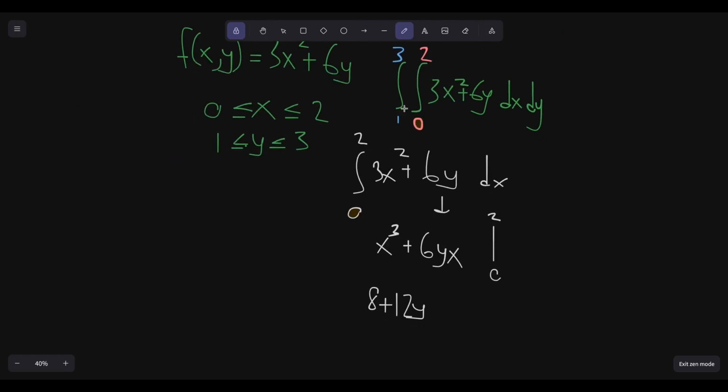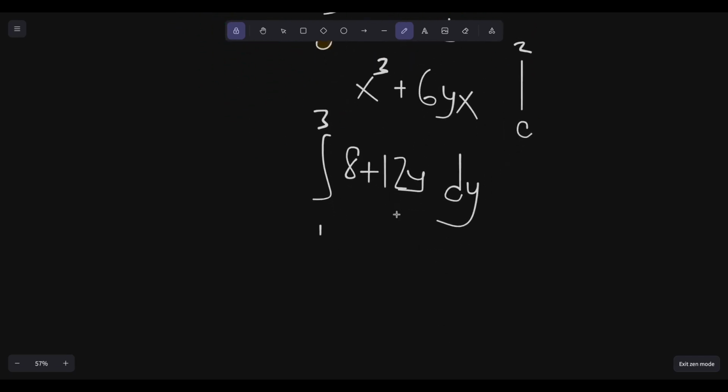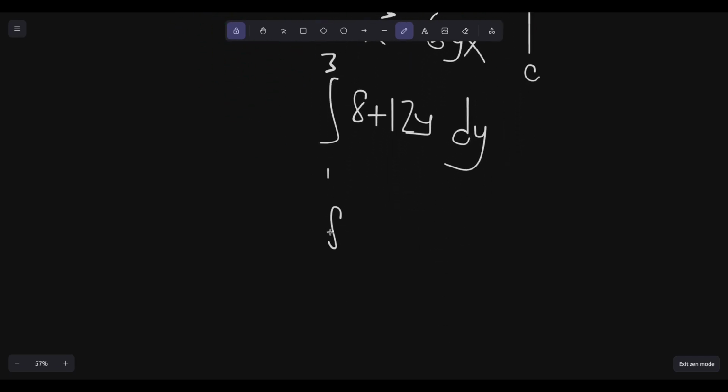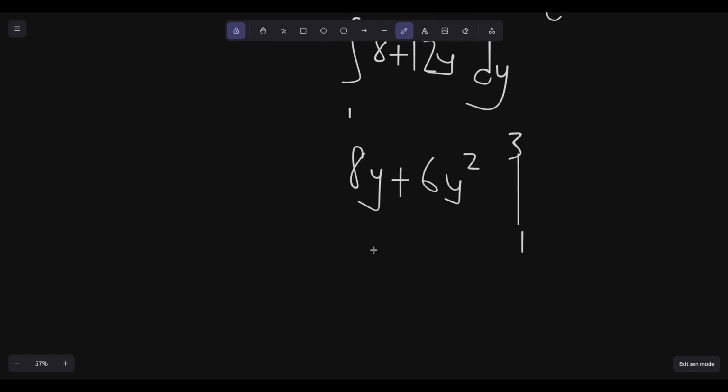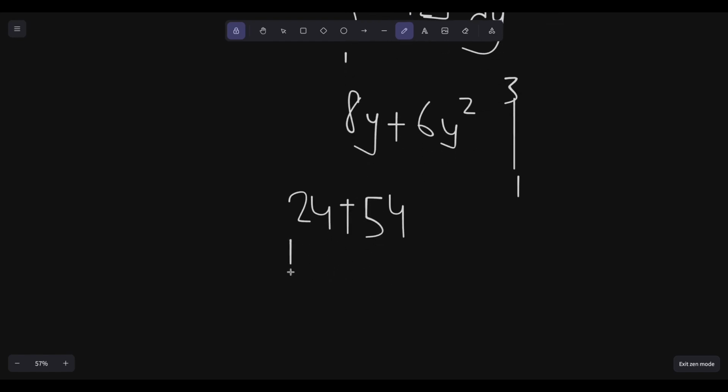So our second integral is going to range from 1 to 3, and now it's going to be dy. We can evaluate it like so. This is going to be 8y plus 6y squared, evaluated from 1 to 3. Now we plug in 3 into this. This is 24 plus 6 times 9, which is 54. That is going to be 78.